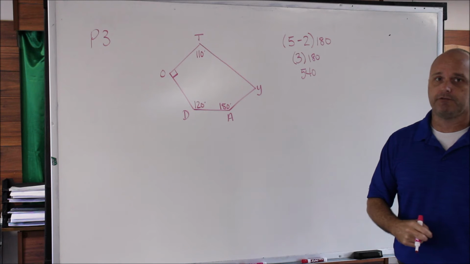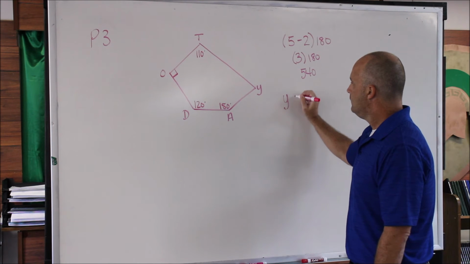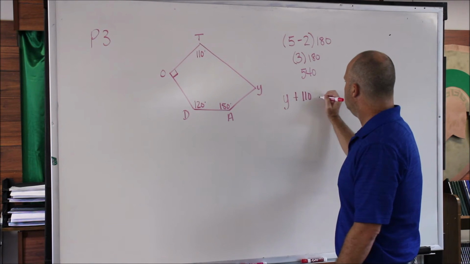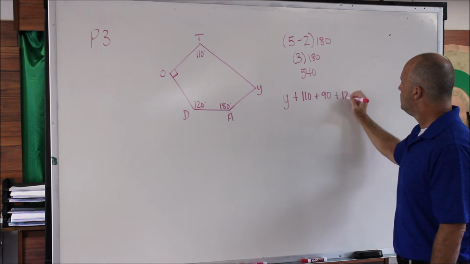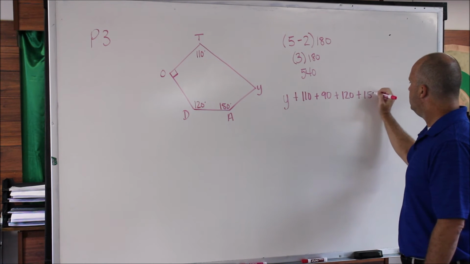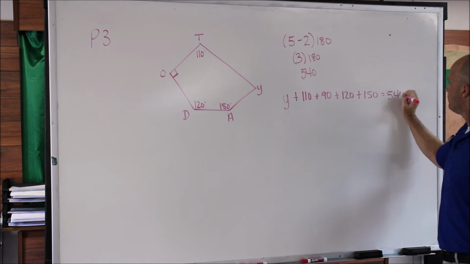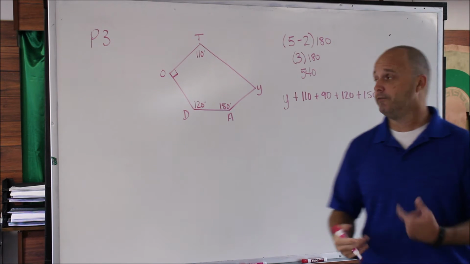So now what we've got to do is figure out what is the measure of y. So if we do y plus 110 plus this 90 plus the 120 plus the 150, that's going to be equal to 540 degrees. So now it's just a matter of combining like terms and then isolating the variable.